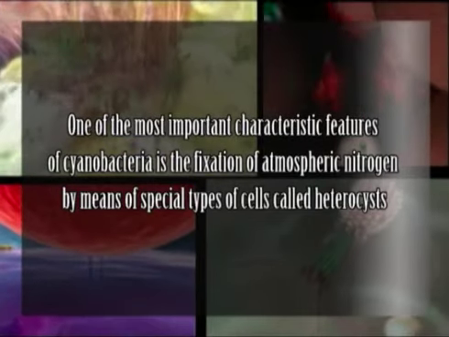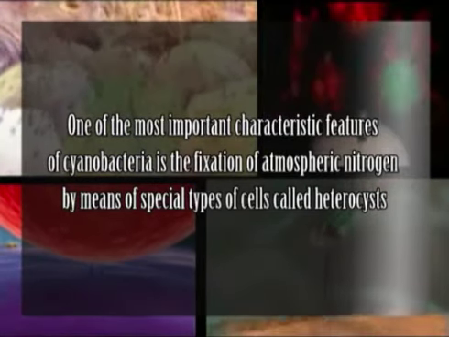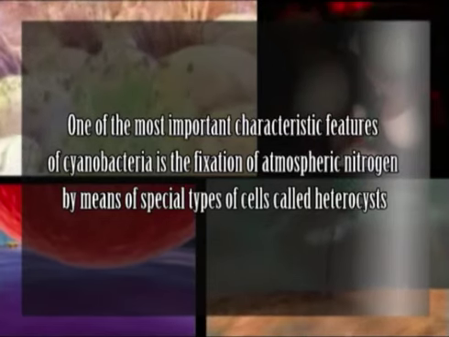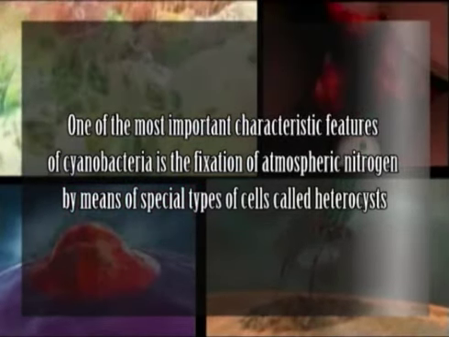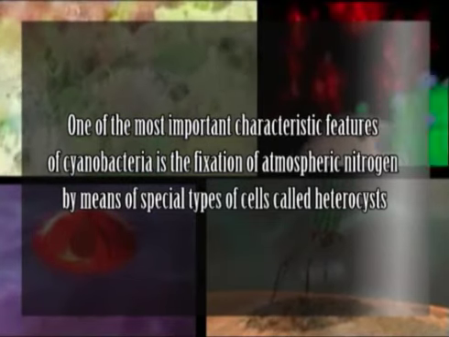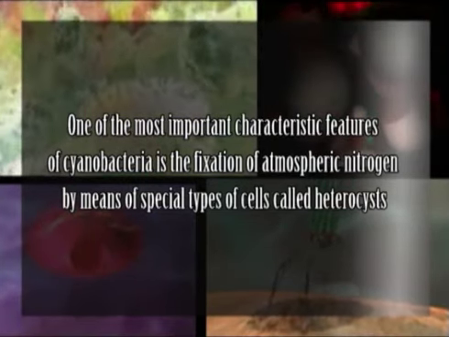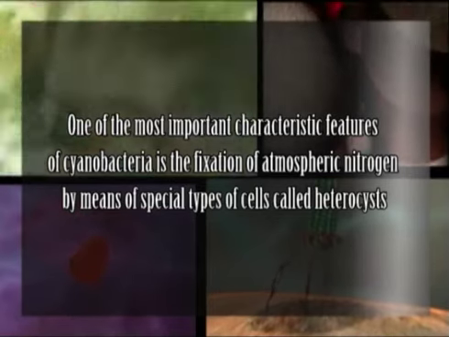One of the most important characteristic features of cyanobacteria is the fixation of atmospheric nitrogen by means of special types of cells called heterocysts. Cyanobacterial cells which get transformed into heterocysts develop a thick wall around them, discard their photosynthetic machinery, and synthesize the nitrogen fixing enzyme nitrogenase.